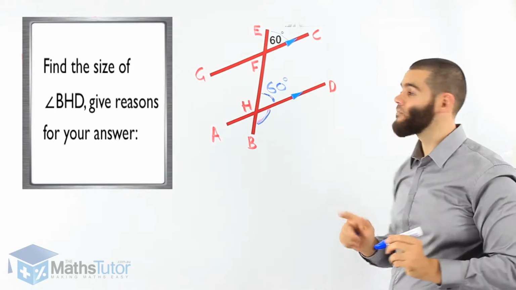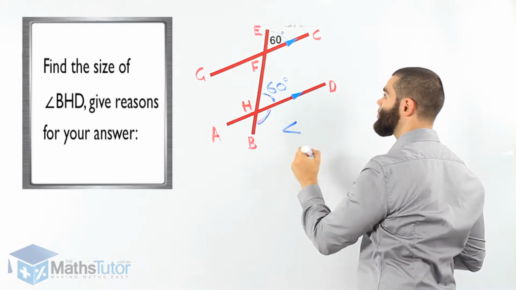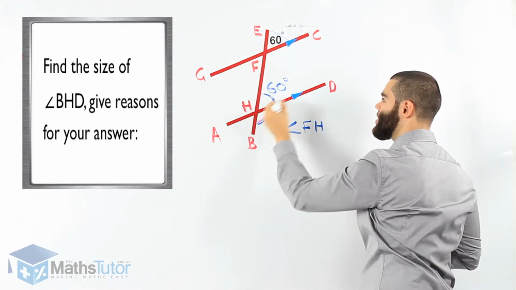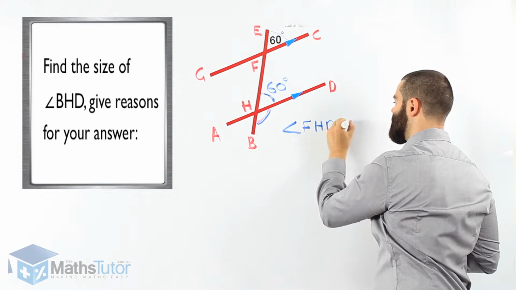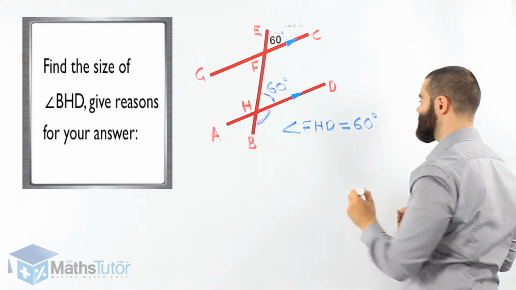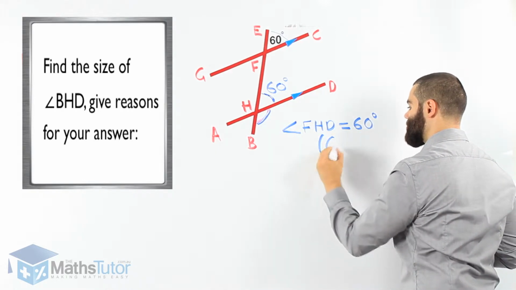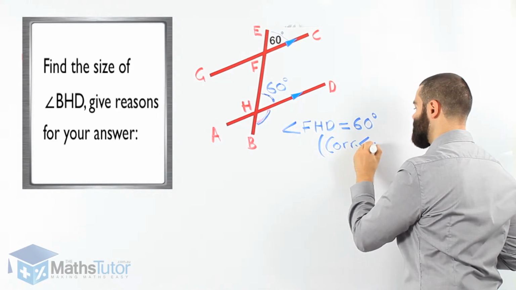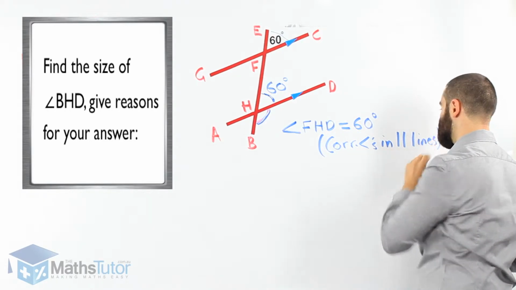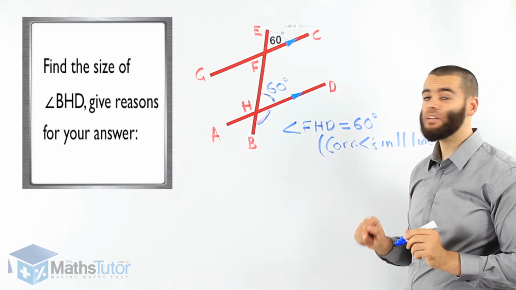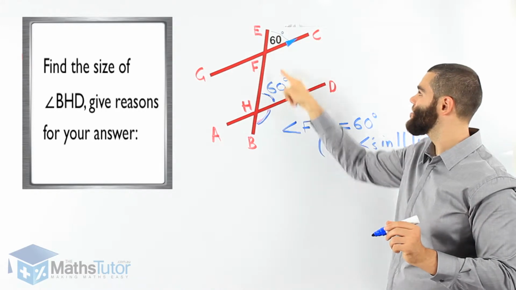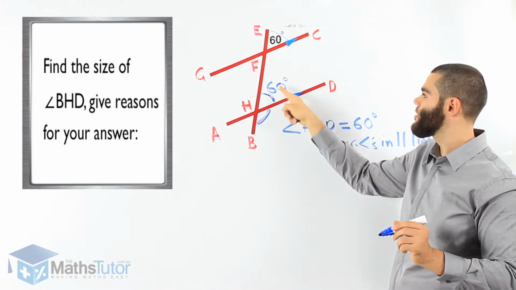We have to write our working out. We write angle FHD equals 60 degrees. What's our reason? Our reason is corresponding angles in parallel lines. Corresponding angles in parallel lines, that's our reason. Angle FHD is 60 degrees. We notice that these are corresponding. So this is 60.